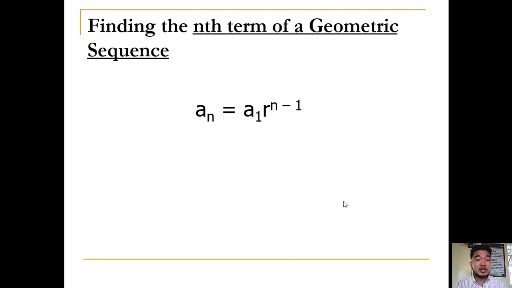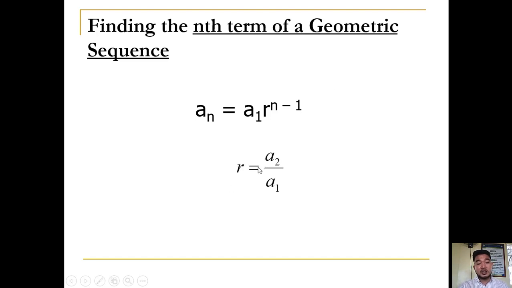How do we find the nth term of a geometric sequence? This is the formula in finding the nth term of a geometric sequence. So that's a sub n is equal to a sub 1, which is the first term, times r, which is the common ratio, raised to n minus 1. n is the number of terms.